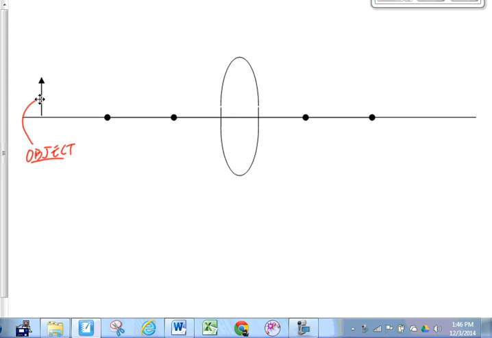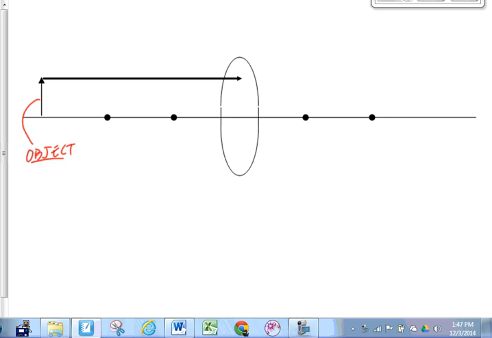Our first ray of light reflects off of the top of the object parallel to the principal axis. How do we know it reflects there? Well, there's lots of rays that reflect everywhere. There's got to be one that reflects there. So let's pick that one, the one that reflects parallel to the principal axis.